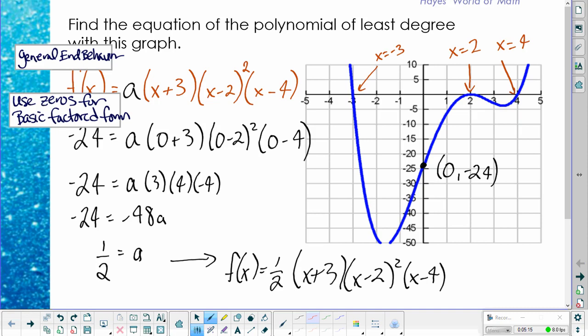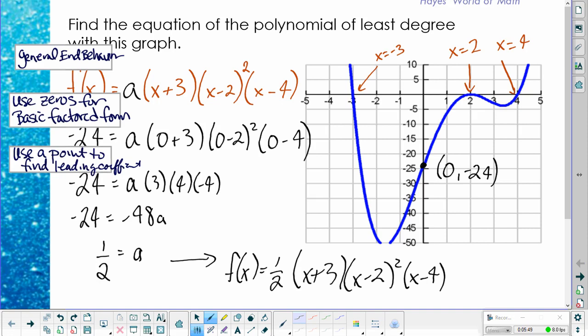And then lastly, we use a point on the line, and it can be any point. Except for actually it can't be x-intercepts. But you're going to use a point to find the leading coefficient. And then from there, away you go. Now again, please pause where you need to, and we'll go from there.